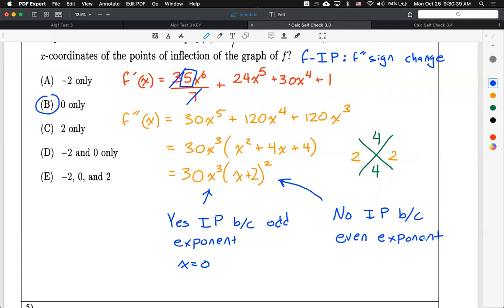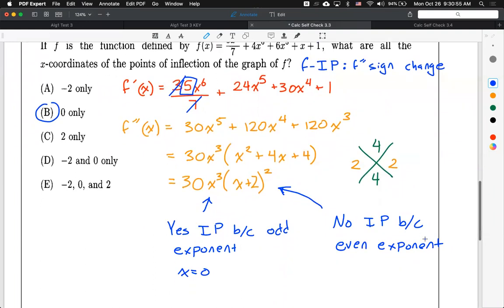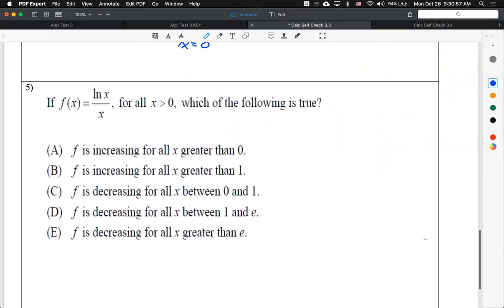Again, even or odd exponents affect whether or not you're going to have a sign change. That's all it says. All right, fist of 5 on number 4. 3, 3, 2.5, 3. Okay, any questions up to this point? Then we're moving on to number 5.